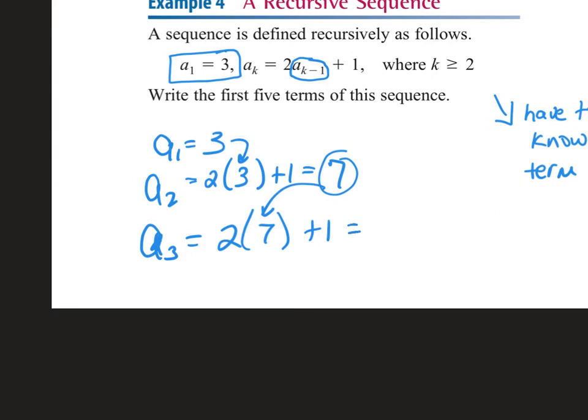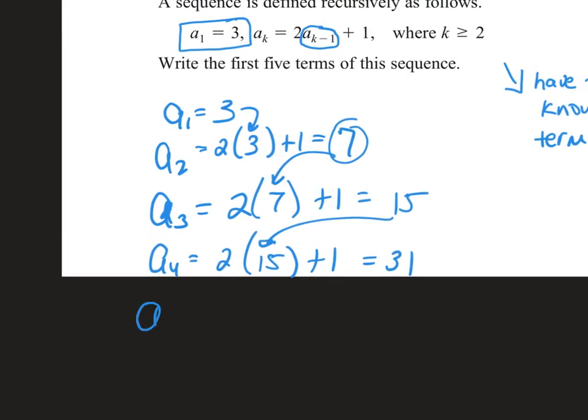All you're doing is just plugging in the term before it. This is the only thing we'll do with recursive. So the answer you put into the next one. So it's 15. So to find the next one, I say 2, and I'm going to take the term here and plug it in. Yep, 31. To find the fifth term, I take 2, and then this term before it, plus 1, and I get, yeah. That's all we're going to do with recursives.